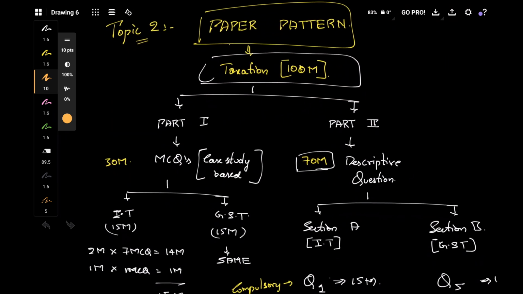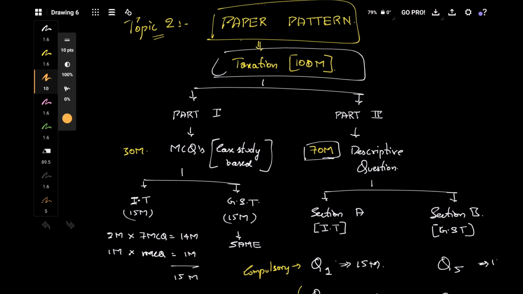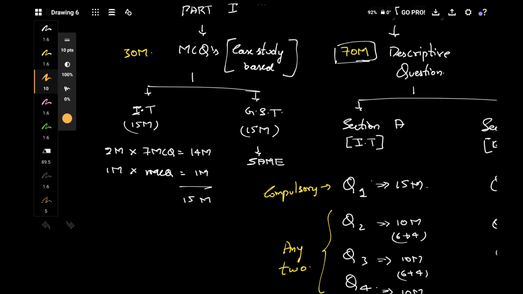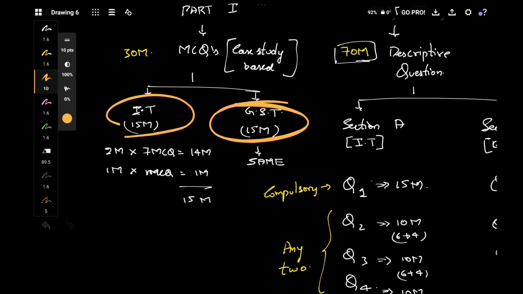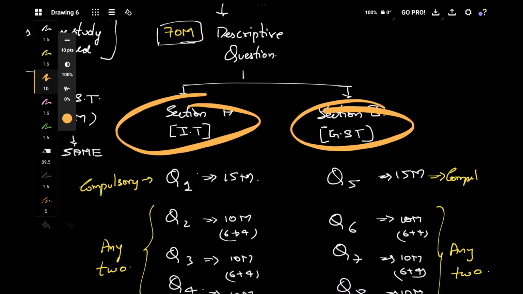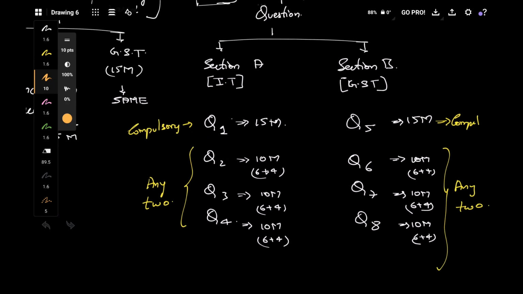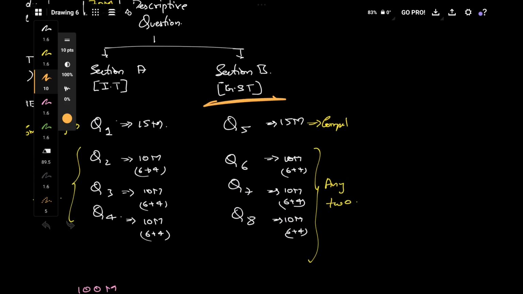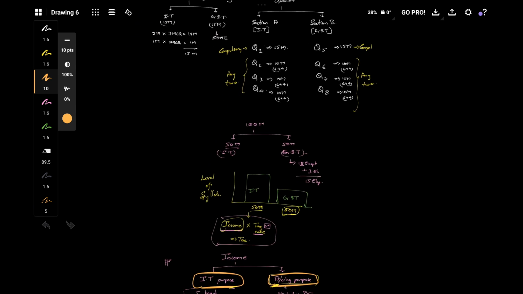And apart from this, we have also discussed the paper pattern. Our taxation paper has 100 marks, and in that 30 marks is for MCQs and 70 marks is for descriptive questions. In case of MCQs, we have income tax portion of 15 marks and GST portion of 15 marks. In case of descriptive questions, we have section A and section B. Section A is of income tax and section B is of GST. In section A, we have 4 questions. The first one is a compulsory question, and in the other 3 we have the option to answer any 2 questions. The same thing happens with GST, that is with section B. Yeah, these are the 2 topics we discussed yesterday.